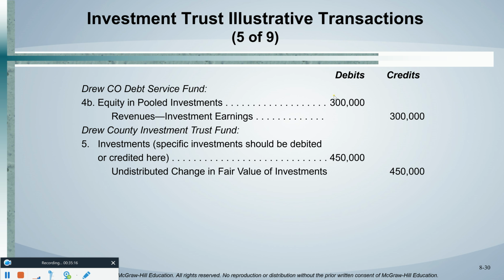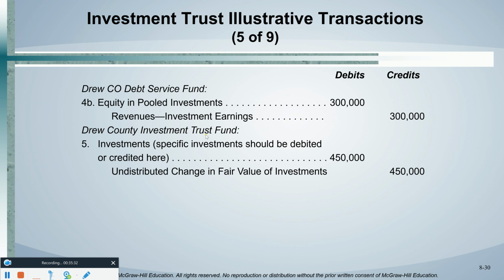Well, here we go. Since they got an allocation of $300,000, that account will increase by $300,000. And the credit will go to the revenue account. And then we just go through it more and more. They invest, they allocate, they invest, they allocate.